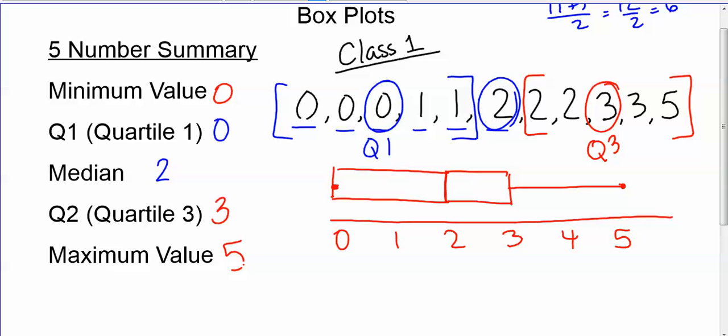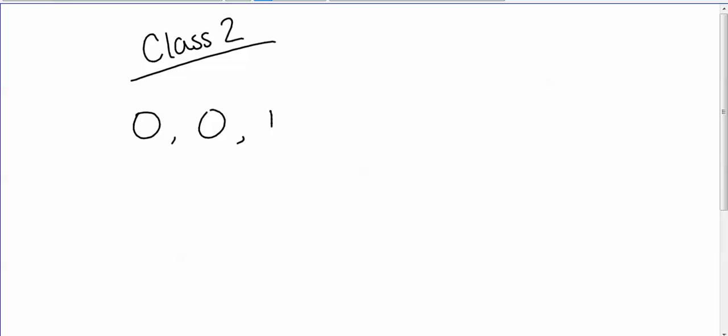I'm going to add a page here, and we're going to do the same thing for a separate class, okay? So let me do that. Our next data set, let's say I asked class 2 for the same information. Class 2 said the following: 0, 0, 1, 1, 2, 4, 4, 5. This was a smaller class. In this class, we had 1, 2, 3, 4, 5, 6, 7, 8 kids.